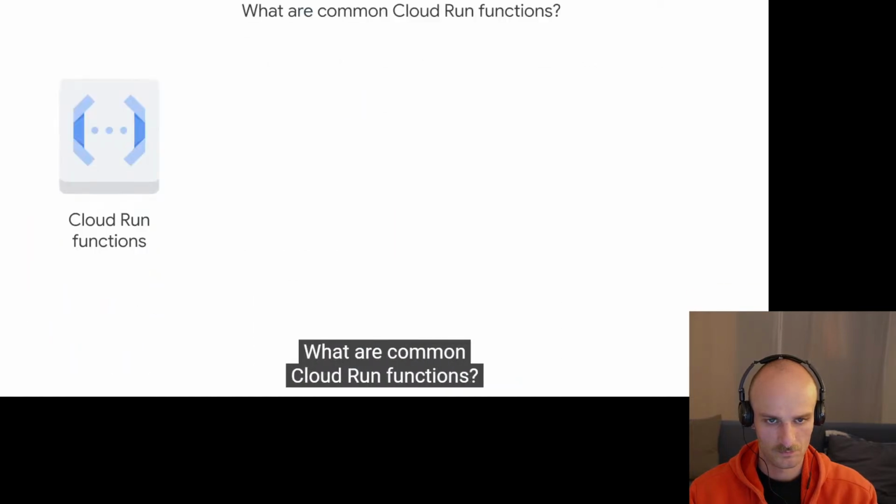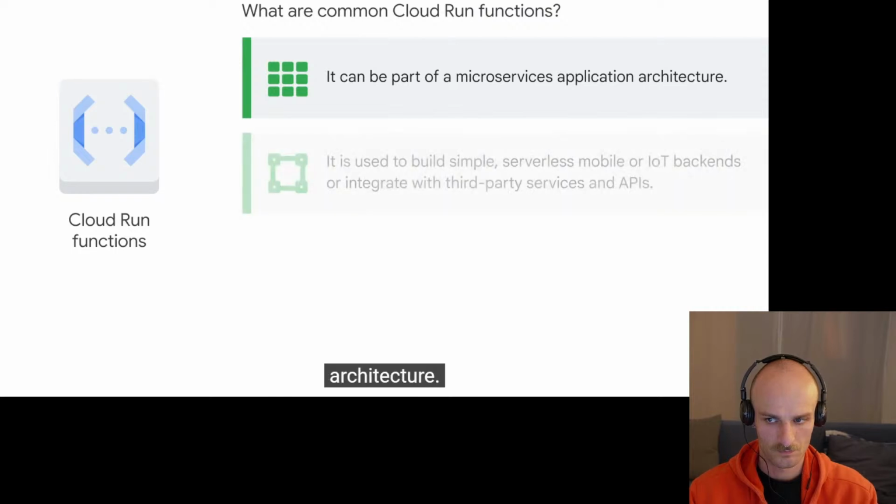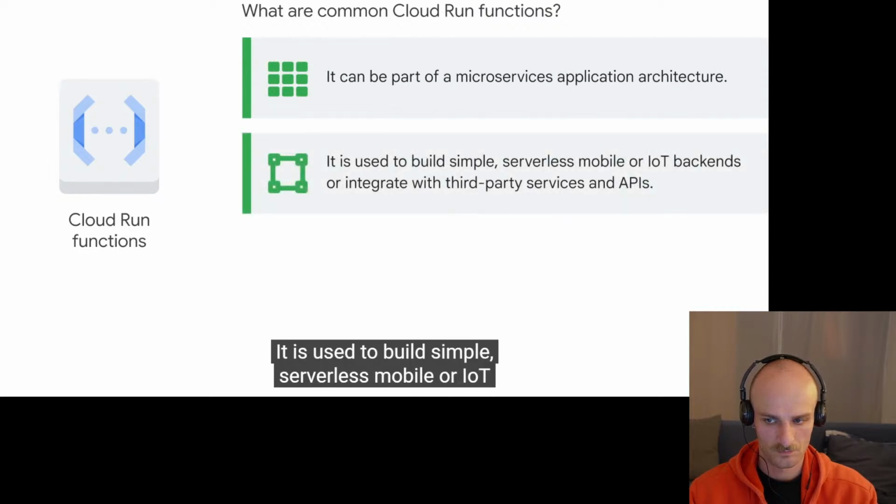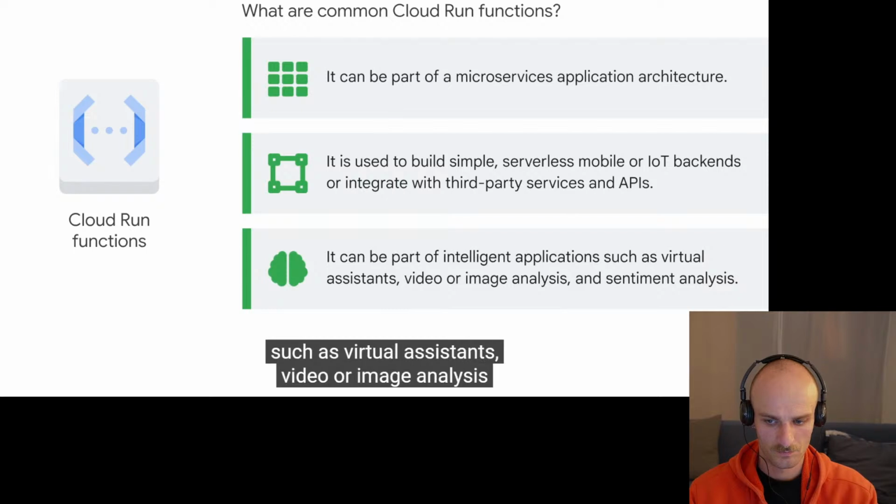What are common Cloud Run Functions use cases? It can be part of a microservices application architecture. It is used to build simple, serverless mobile or IoT backends, or integrate with third-party services and APIs. Files uploaded to a Cloud Storage bucket can be processed in real time. Similarly, the data can be extracted, transformed, and loaded for querying and analysis. And it can be part of intelligent applications, such as virtual assistants, video or image analysis, and sentiment analysis.